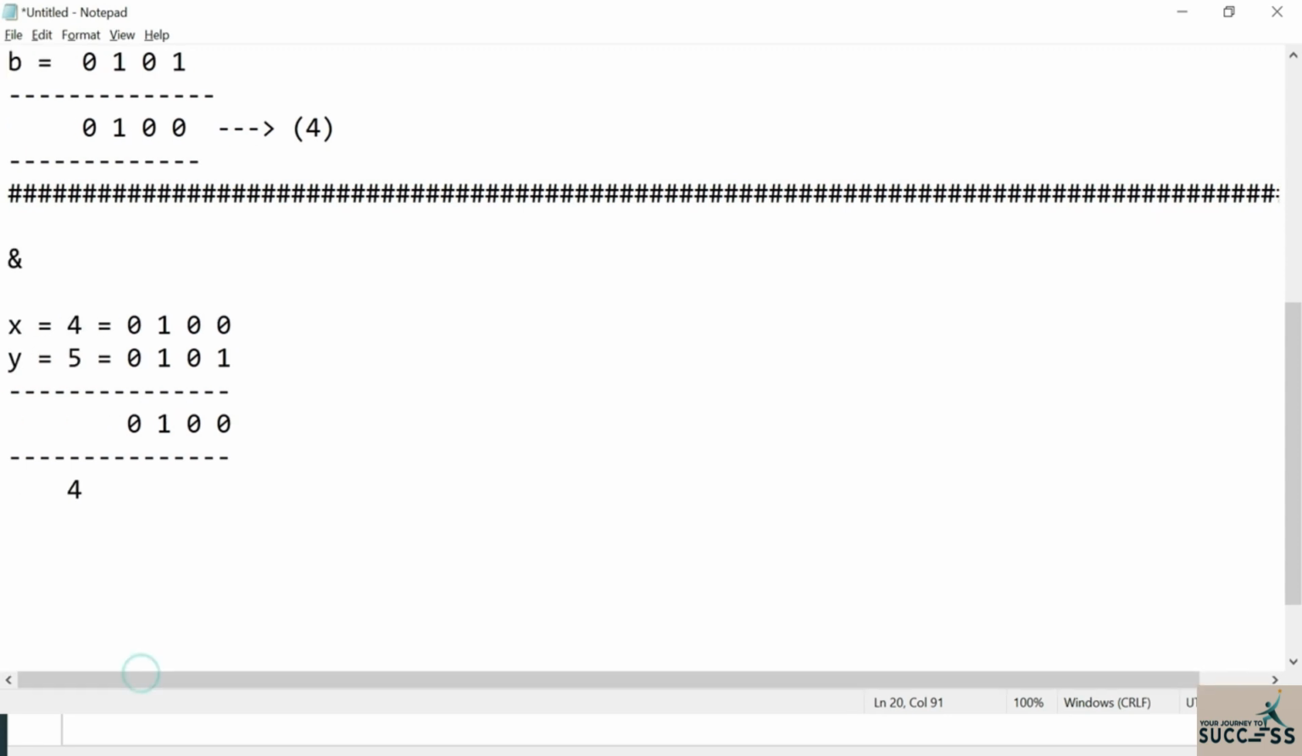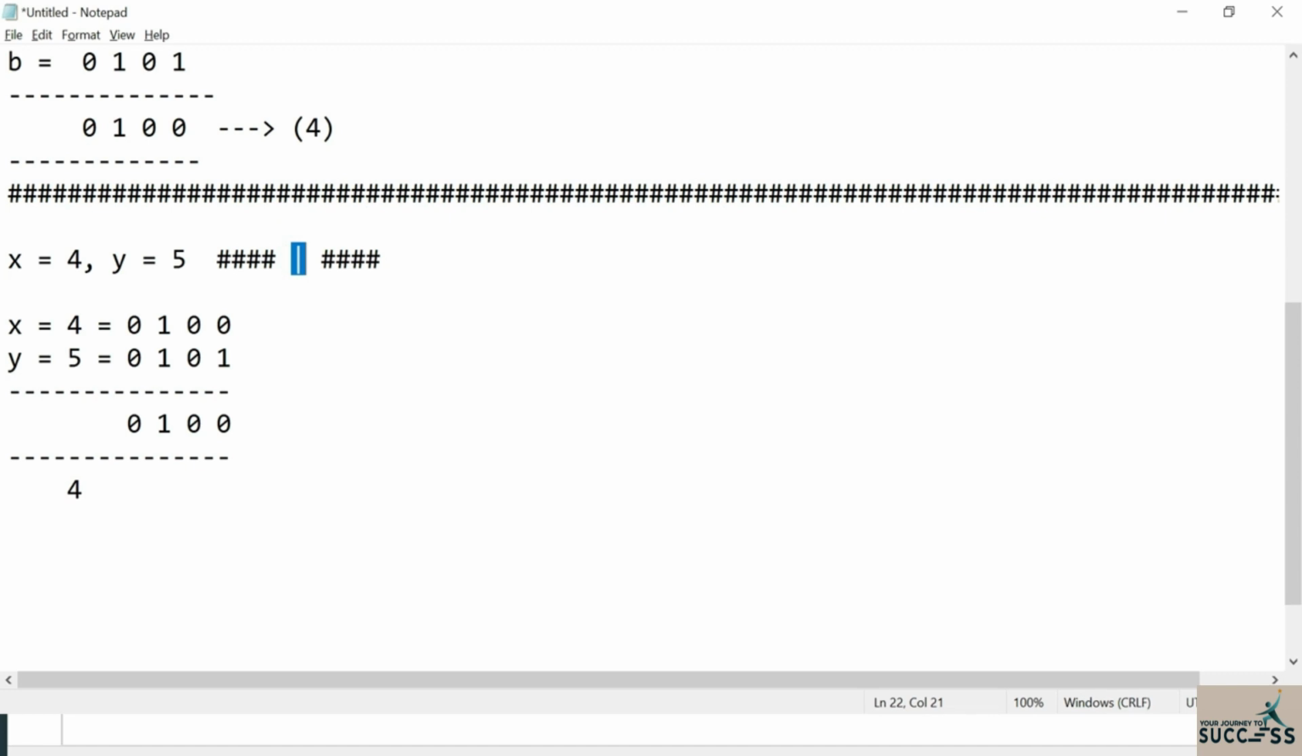Now the next operator I am trying to explain. The x value I am taking as 4 and the y value as 5. Now what operator am I trying to apply? I am trying to apply the OR operator. The OR operator will be denoted with the pipe symbol.